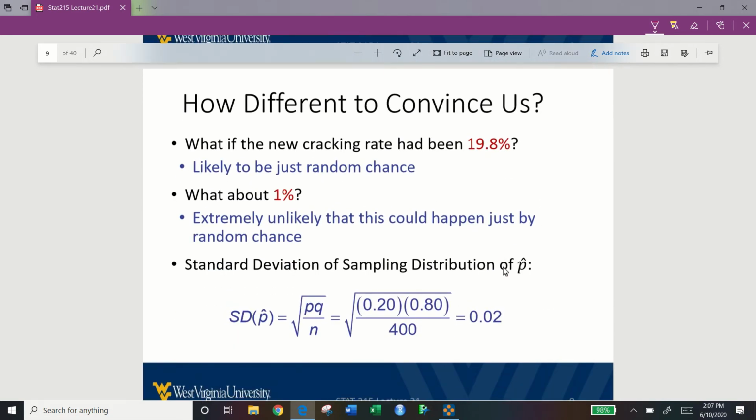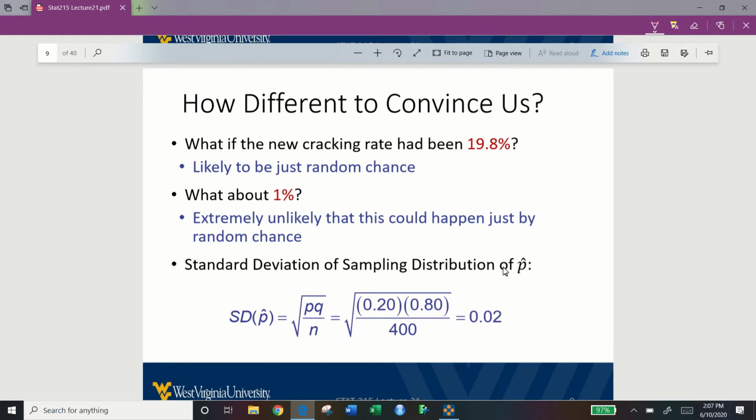Now, how different is different enough to convince us? So yes, we have our values, but how do we tell if it's actually different? We can clearly see that 0.17 and 0.20 are not identical, but are they so different? Well, how can we tell? Well, let's think about this.